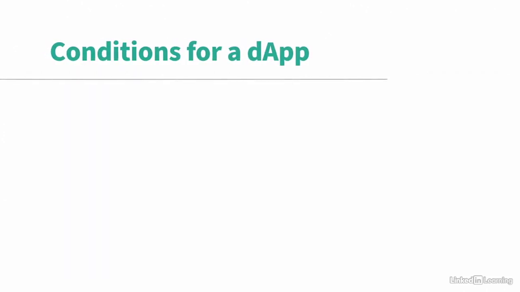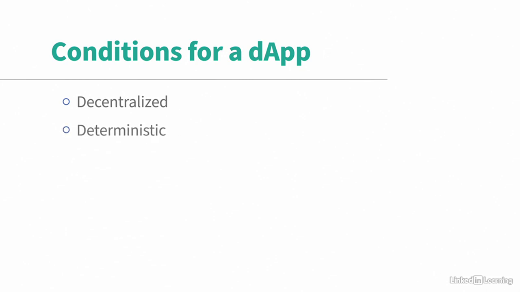For a dApp to be truly considered a dApp, certain conditions must be met. First, it must be decentralized. This is achieved by placing the smart contracts on the blockchain and the front end and data store on decentralized storage. Second, it must be deterministic, meaning the dApp performs the same function no matter what environment it's executed in. That way, it doesn't matter if the front end you use is web-based or an app on your phone or something else.